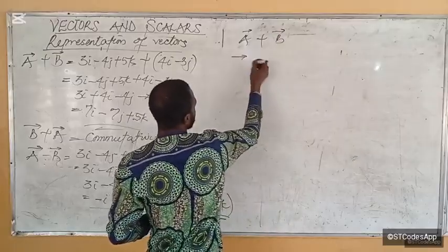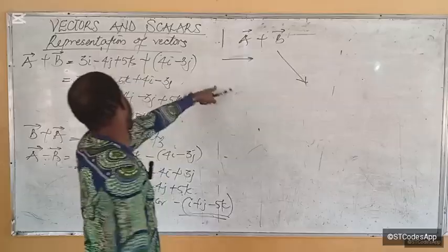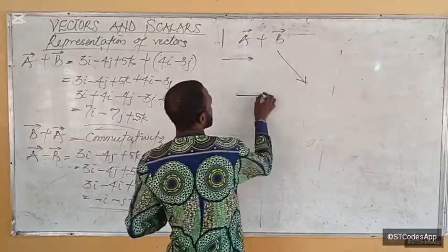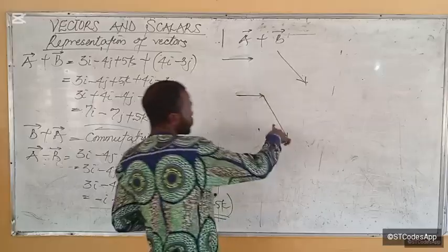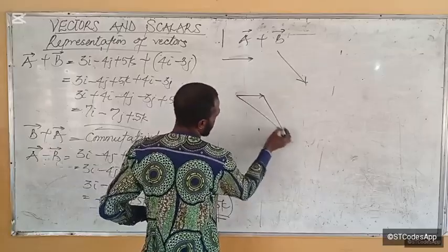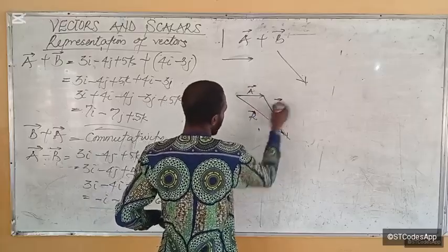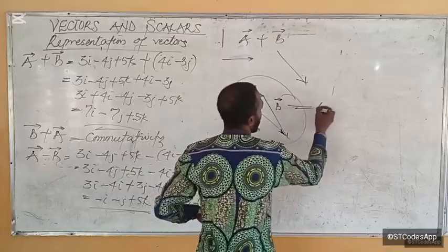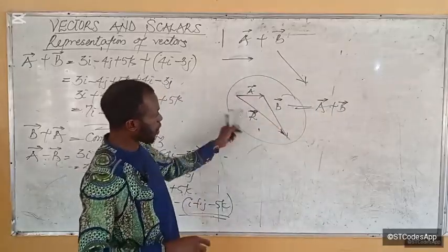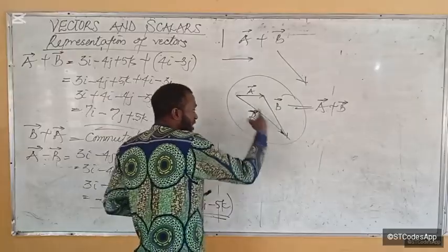Now, the next thing we're going to do is add up vector A and vector B. If you are told to add vector A and vector B, you know you are going to add, like we said before, nose to tail or head to tail, and the resultant will be that diagonal that joins the head to the tail of the two vectors. That's the resultant.